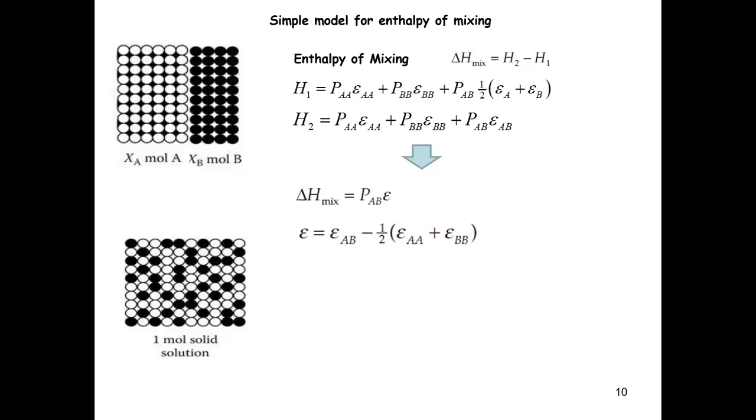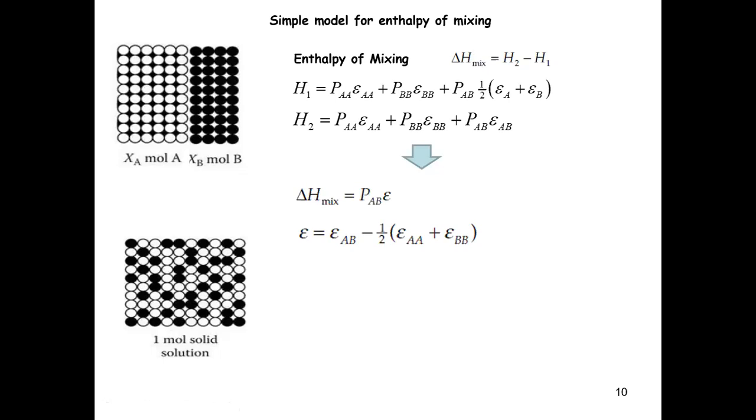Yes, sir. In delta H mix, delta H equals PAB epsilon. So is it epsilon AB or just epsilon? It's epsilon, and this epsilon has this expression. And you can consider that this PAB times epsilon AB is going to be the contribution from AB bonds from this mixing state. And then this term is going to be the contribution from AA and BB bonds for the same number, PAB, right?